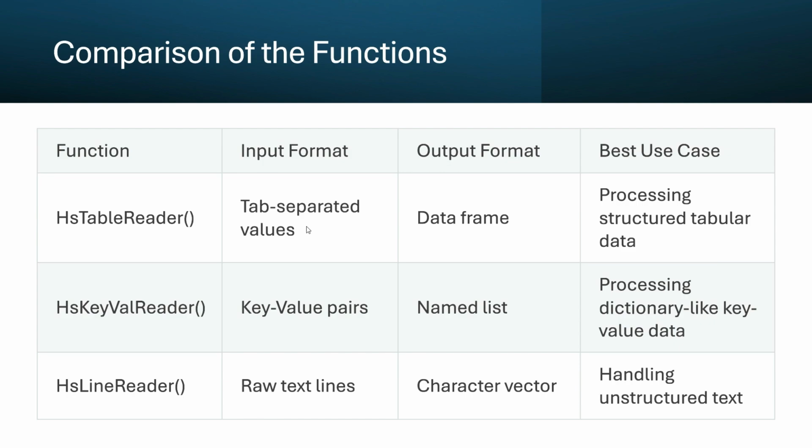So these are the three different input formats, and the output format from HS table reader is a data frame, the key value reader has the output format as a named list, and HS line reader has a character vector. So these are the output formats, and we can see the best use cases. For processing structured tabular data, we can use HS table reader. For processing dictionary-like key-value data, we can use the key value reader. And for handling unstructured data, we have the HS line reader function. So this is the total comparison, or total conceptual understanding, of these functions available inside the R package.